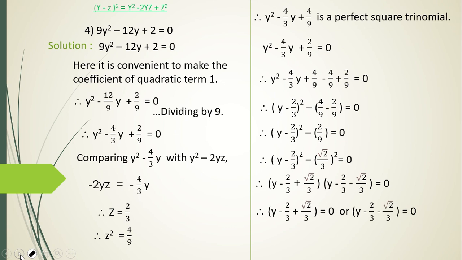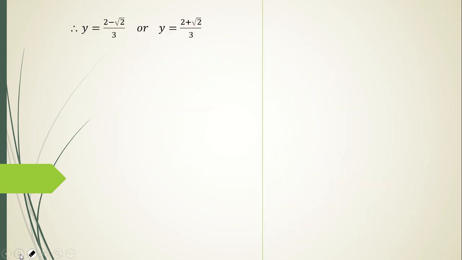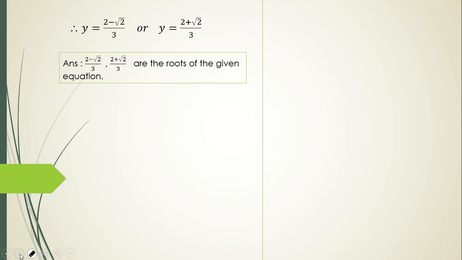Okay, so equate both the factors to 0. Now therefore y is equal to 2 upon 3 minus root 2 upon 3, and this will become 2 upon 3 plus root 2 upon 3. Since the base is the same, this will become 2 minus root 2 upon 3, and 2 plus root 2 upon 3. Therefore, 2 minus root 2 upon 3 and 2 plus root 2 upon 3 are the roots of the given equation.